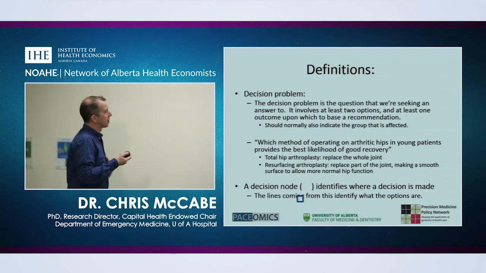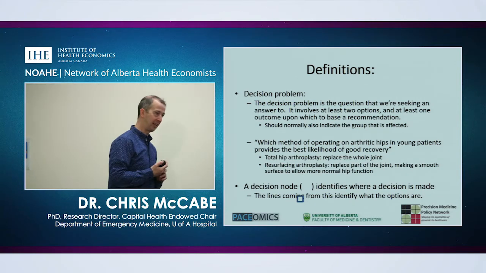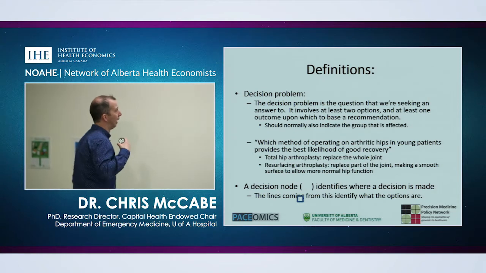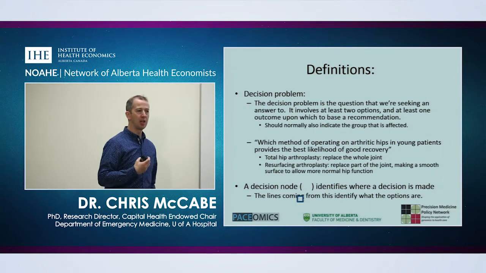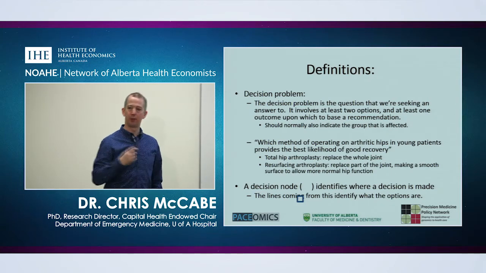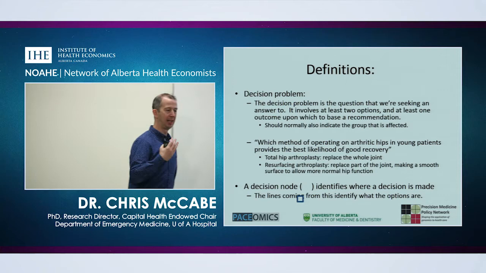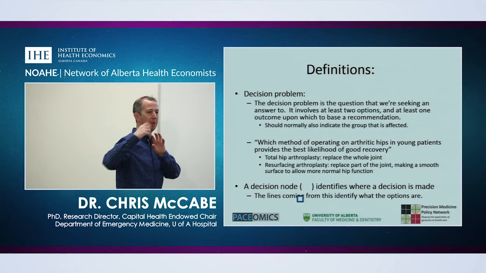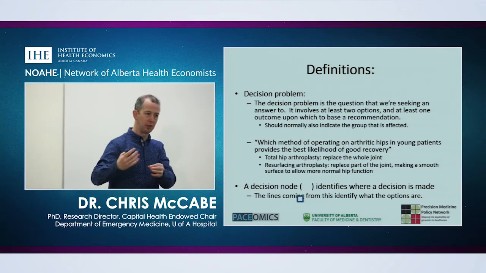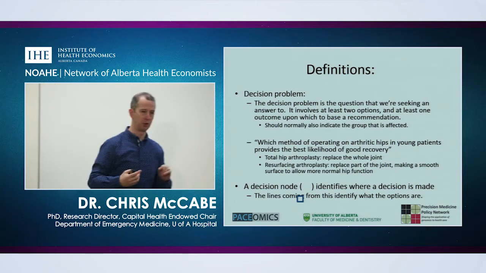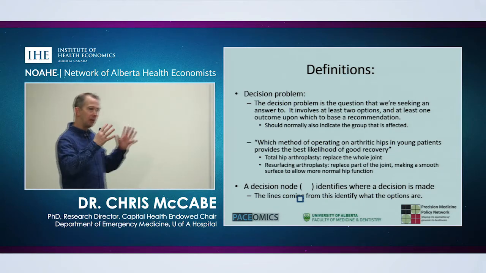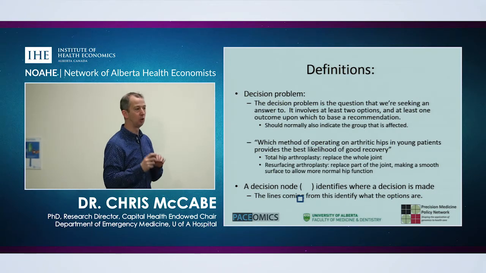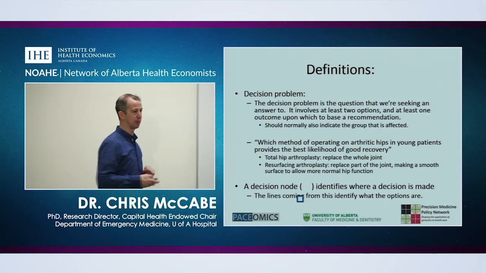Ideally, we would want the decision problem to tell us which group of patients is affected. And often we'll also want to know the perspective of the analysis. So looking at the costs and outcomes from the perspective of the healthcare system, the health payer, or the public sector. So we won't just want to know about the costs that are imposed on the health budget. What about on the educational budget, the social budget, welfare budget? Being explicit about the perspective is really important because you can't define all relevant costs until you've identified the perspective. Okay?